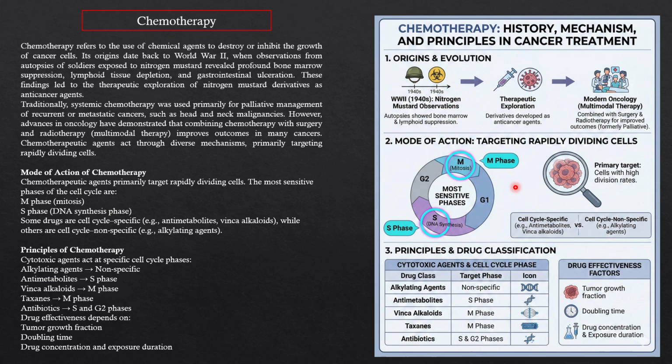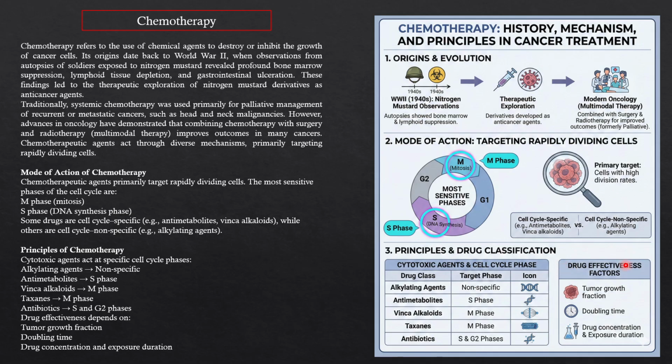The mode of action is that it targets the M phase and the S phase. These are the cell cycle specific primary targets, which target cells with high division rates, and they include antimetabolites and the vinca alkaloids, whereas alkylating agents are cell cycle non-specific. There are different drug classes like alkylating agents, antimetabolites, vinca alkaloids, taxanes, and antibiotics, which target the different phases of the cell cycle.